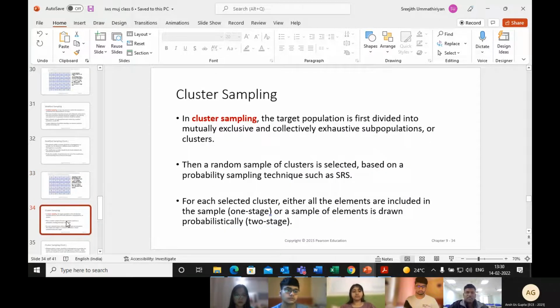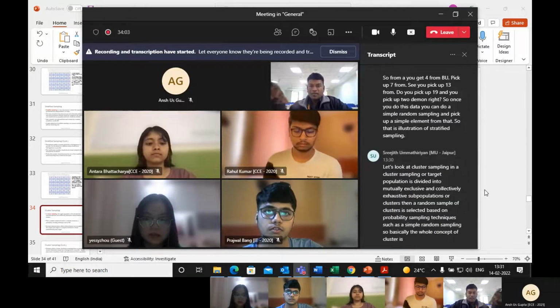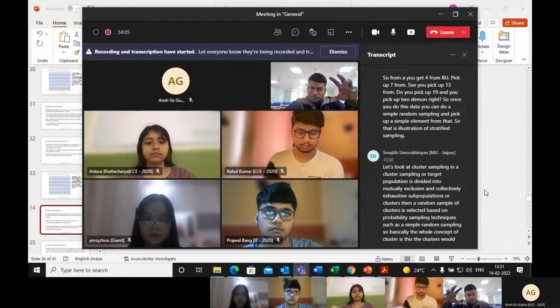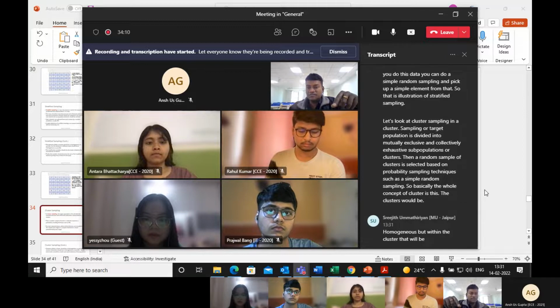Let's look at cluster sampling. In cluster sampling, a target population is divided into mutually exclusive and collectively exhaustive subpopulations, or clusters. Then a random sample of clusters is selected based on probability sampling techniques such as simple random sampling. So basically, the whole concept of a cluster is this: the clusters would be homogeneous, but within a cluster there will be a lot of heterogeneity.